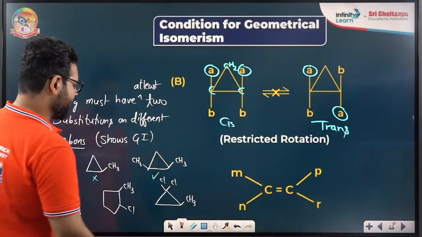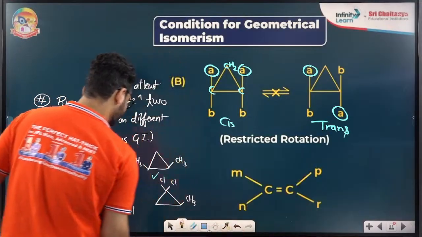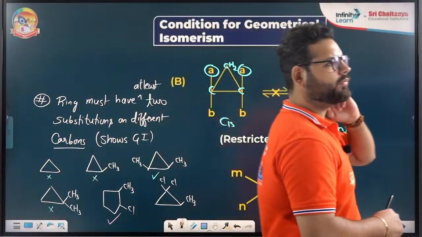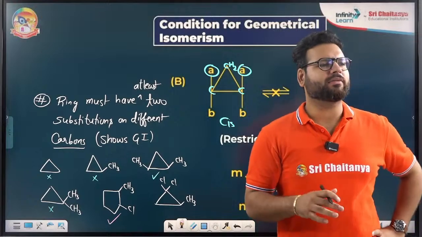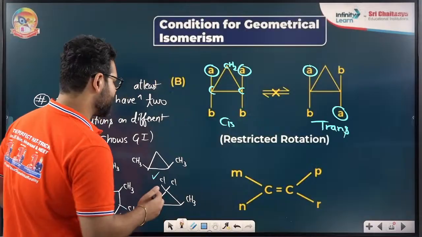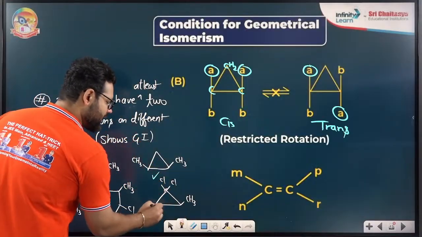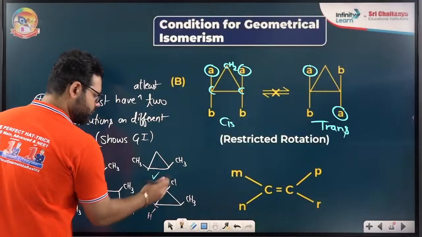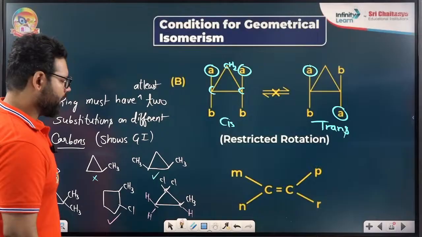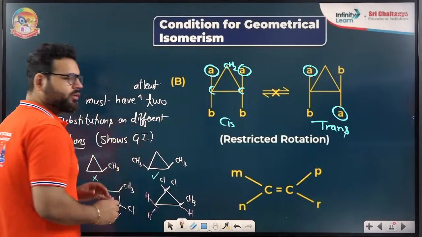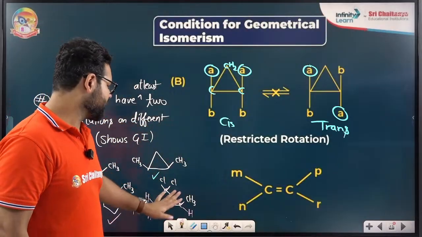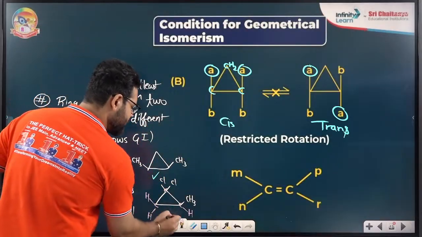Can this show GI? Can you tell me? Can this one show GI? Answer will be no, sir. I can't see any two carbons. See, this carbon carries both chlorine. This carbon carries both hydrogen. This carbon carries a methyl and a hydrogen. So only one carbon carries two different groups. Two carbons with different groups are not present. So no GI. It cannot show GI.